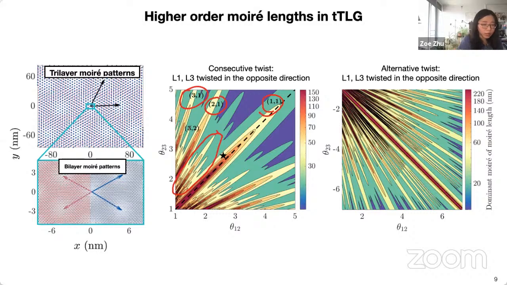We can also apply the same technique to calculate the Moiré length in alternatingly twisted trilayer graphene, where L1 and L3 are twisted in the opposite direction, versus the same direction. Typo here. And you get a similarly complicated picture.